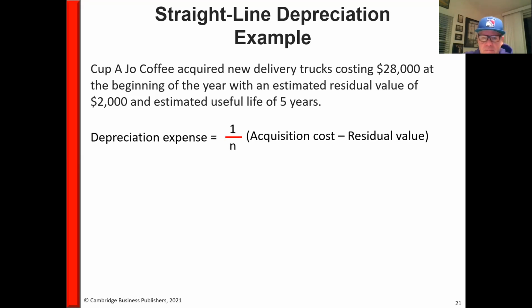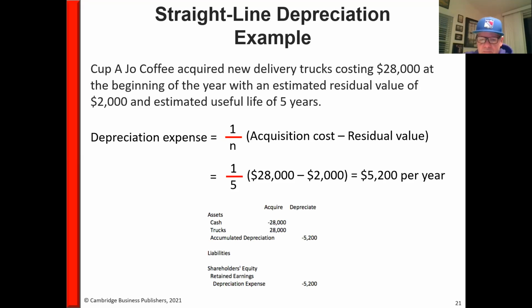So there's my formula. Plug in the numbers. My acquisition cost is $28,000. My salvage value or residual value is $2,000. Multiply that by 1/5, and you're going to get $5,200 a year. So each year, down on the bottom, you're going to recognize depreciation expense of $5,200, which we know is going to reduce, like any expense, stockholders' equity.